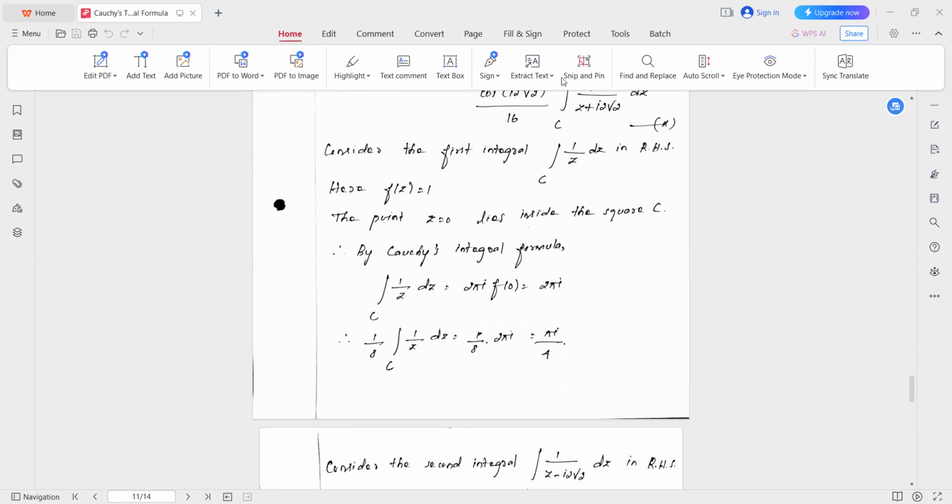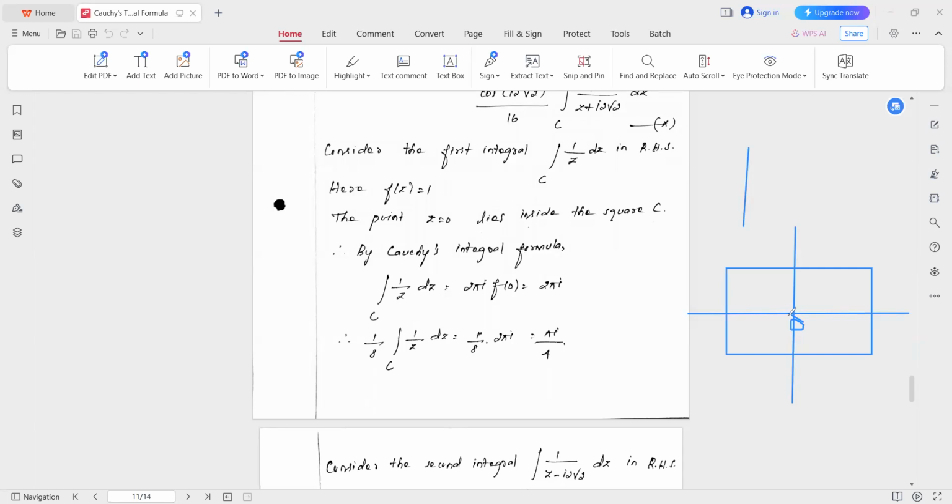It's clear, isn't it? Because we have the square as the simple closed curve. This is our simple closed curve. This is minus 2, minus 2, plus 2, plus 2. To be precise, this is our real axis, and this is x equal to 2. This is x equal to minus 2. This is y equal to minus 2, and this is y equal to 2. This is our square, isn't it? Here the point is 0, 0. This is 0. So the point lies inside the square C.